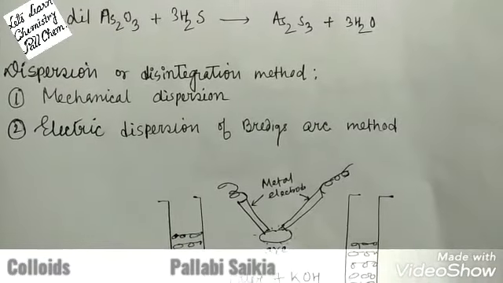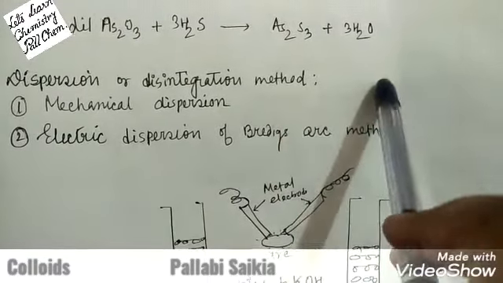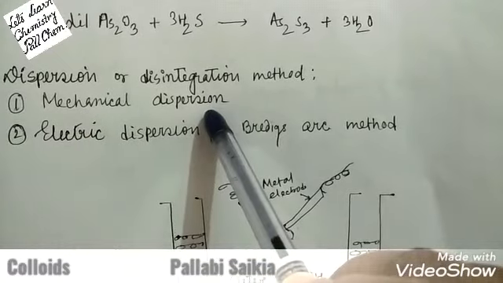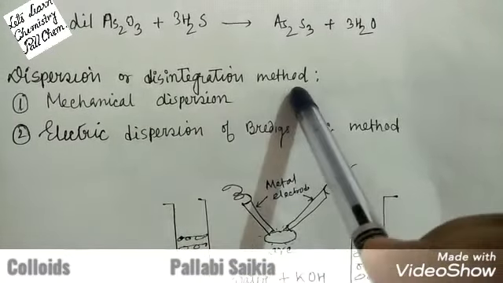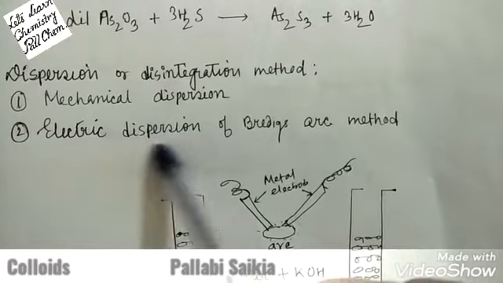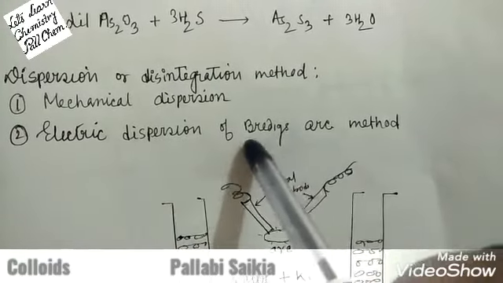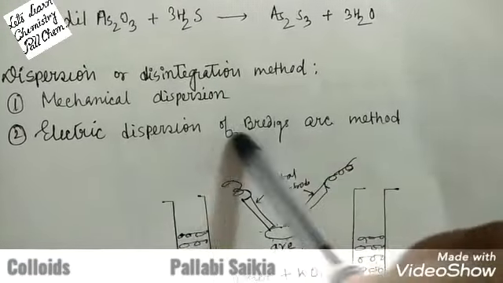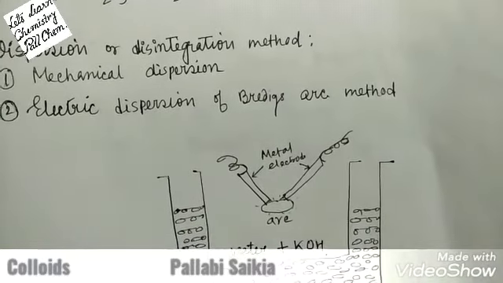Next is dispersion method or disintegration method. Dispersion method or disintegration method means breaking of the particles. So the first one is mechanical dispersion, that is breaking by mechanical way, and the second is electric dispersion or Bredig's arc method. So one method is there, that is Bredig's arc method.